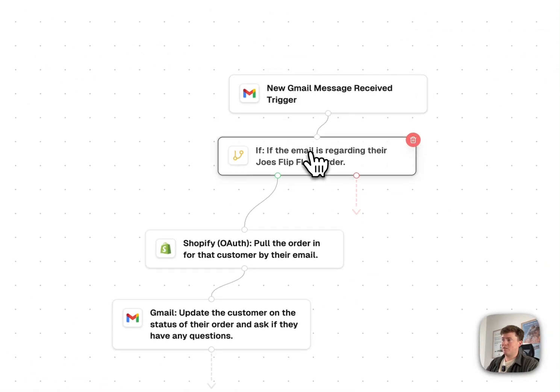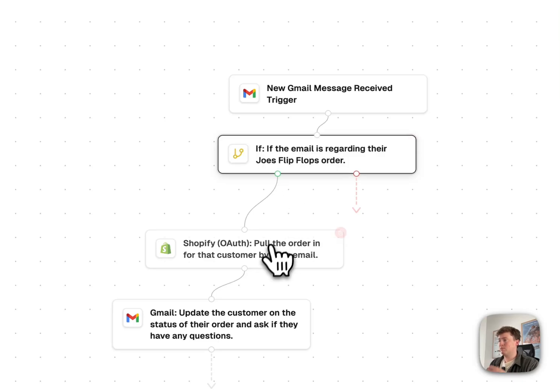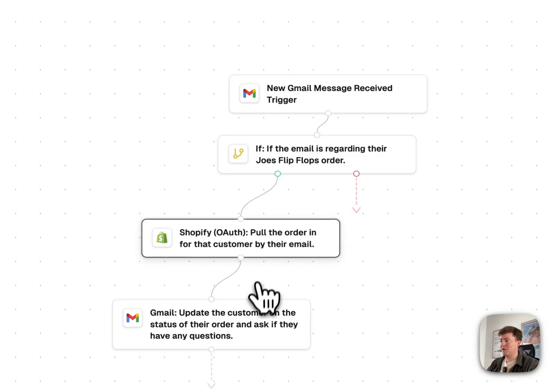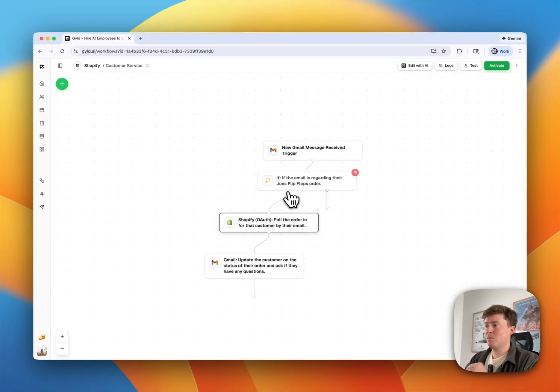Any new email, check if it's about Joe's flip-flop order, pull in the order, pull in all the information, update the customer, ask if they need anything else. This is the most simple workflow. You can make this as complex or as simple as you want.